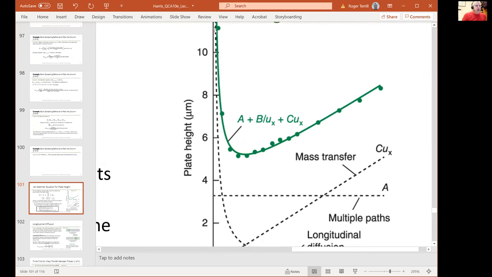So for HPLC, you are typically only on the left side of this curve. You could have the 1990s version of our HPLCs, and they might be up here around 10. And then look at our 2021 version, and we might be down here around 6, right?